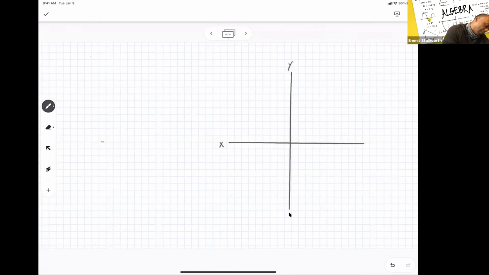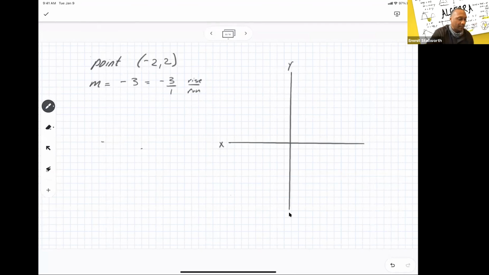I'm gonna give you guys a point, which is just use (-2, 2), and then I'm gonna give you guys a slope. So my slope is equal to -3. And what I want you guys to do is to graph this right here. So you'll probably see some of these in the homework. So we got a point and then we got a slope. Now remember that this slope is the same thing as -3/1, which is my rise, and this is my run. So that's what we're going to use.